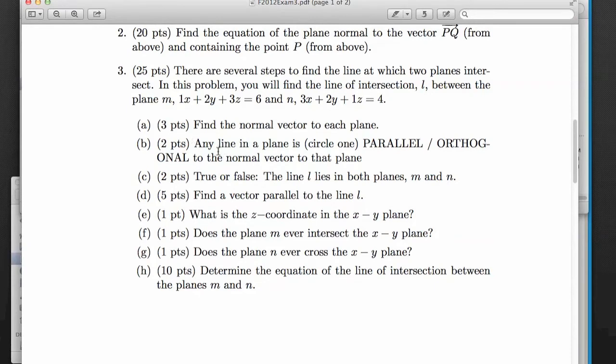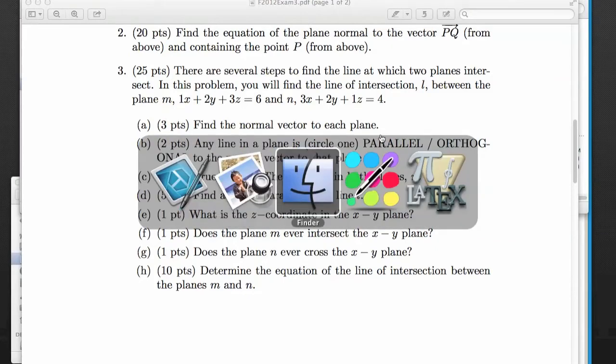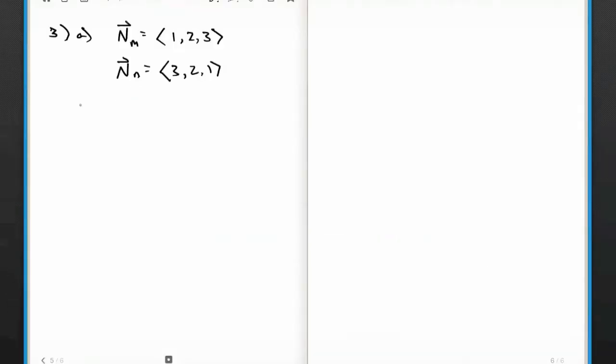So this is a parallel or orthogonal question. Any line on a plane is parallel or orthogonal to the normal vector of that plane. Well, we should remember that a line in the plane has got to be orthogonal to the normal vector of the plane. So part B, we know it's orthogonal.